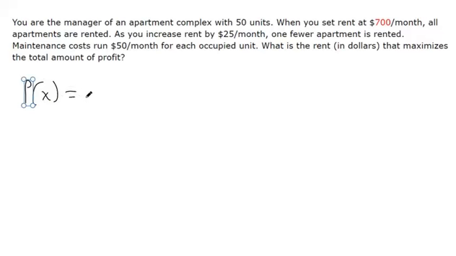So we're supposed to maximize profit. The building comes with 50 units, and they are $700 a month. So before we introduce any variables, this represents their revenue, right?